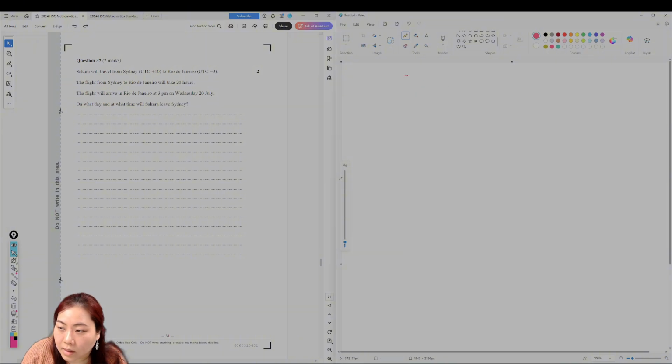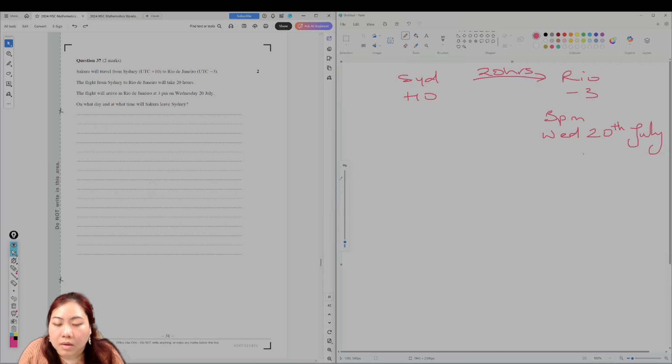Let's do this. Sydney to Rio. This is a plus 10. This is a minus 3. Flight from Rio will take 20 hours. And they'll arrive at 3 p.m. on Wednesday, 20th of July. What day and time did Sakura leave? Okay.